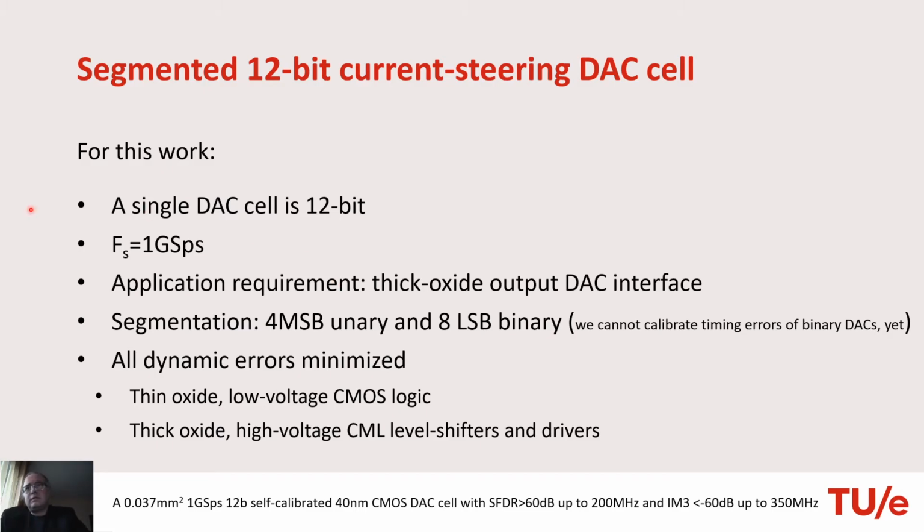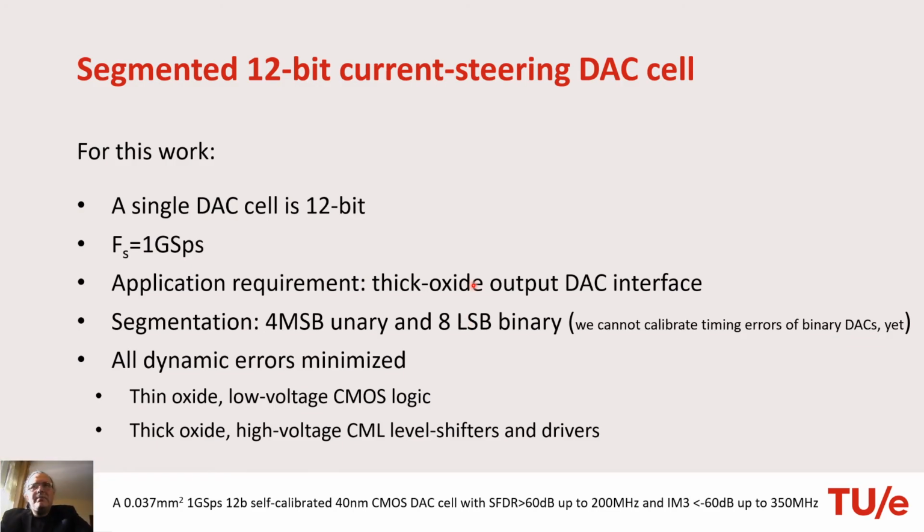So this does not help with the area, but we had to do it, because we needed high performance, and we cannot calibrate timing errors for binary DACs. We chose some segmentation, so we allowed 4 MSB to be unary and 8 LSB, which is still a large portion, to be binary. We calibrate everything, so all the unary and all binary with our algorithm. The reference is nominally equal to the unary current, so all the unary currents are calibrated to the reference, and then binary currents follow with the algorithm that I just presented.